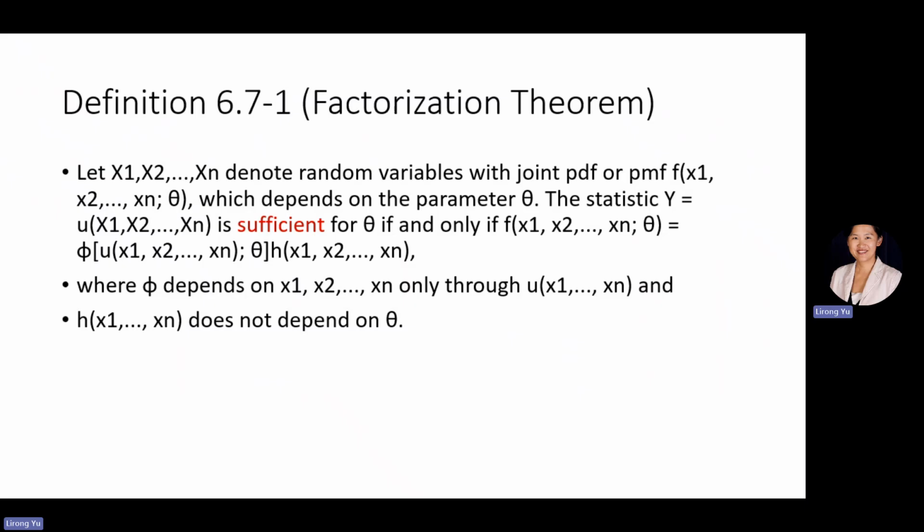So let's look at how we define sufficient statistic. The title really focuses on how we factor the likelihood function. So here, suppose we have a random variable. We have n random variables collected from a single distribution. Let's assume the joint distribution for them is f(x1, x2, ..., xn; theta). So this theta here is the parameter we're trying to estimate.